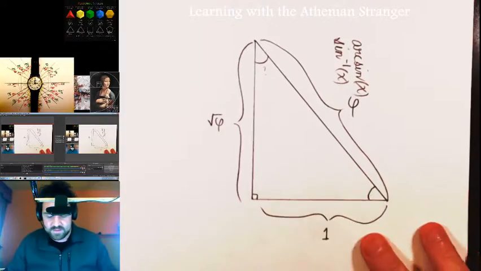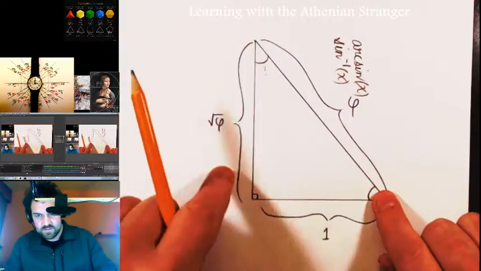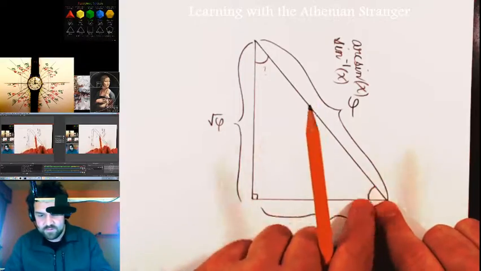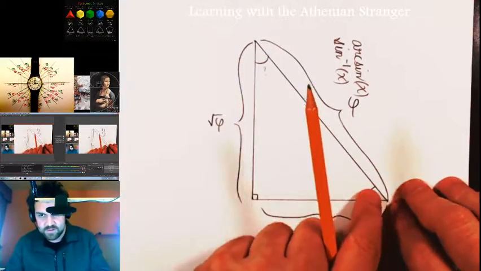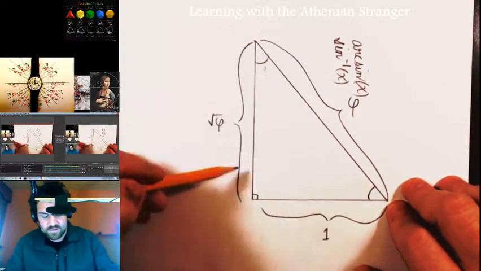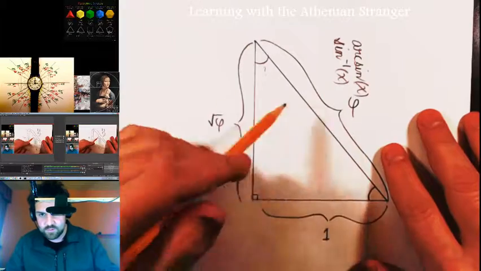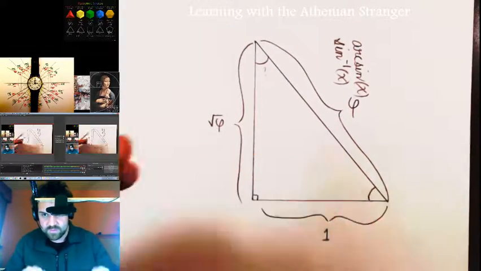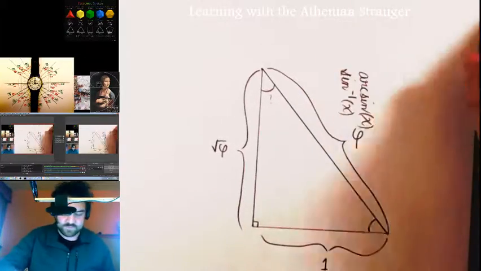But similarly, I could look at this right here and say that this angle right here is, if I'm going to look at the arcsine of this angle, of this triangle, to get this degree angle right here, the square root of phi over phi. Okay, arcsine of those in radians would give me the angle I'm looking for. All right. Now, how do we approximate this angle? How do we do that?